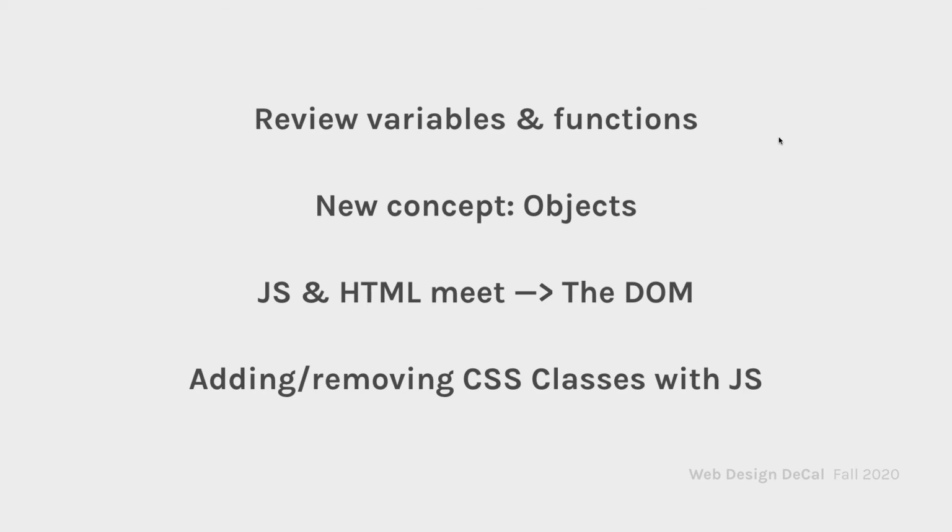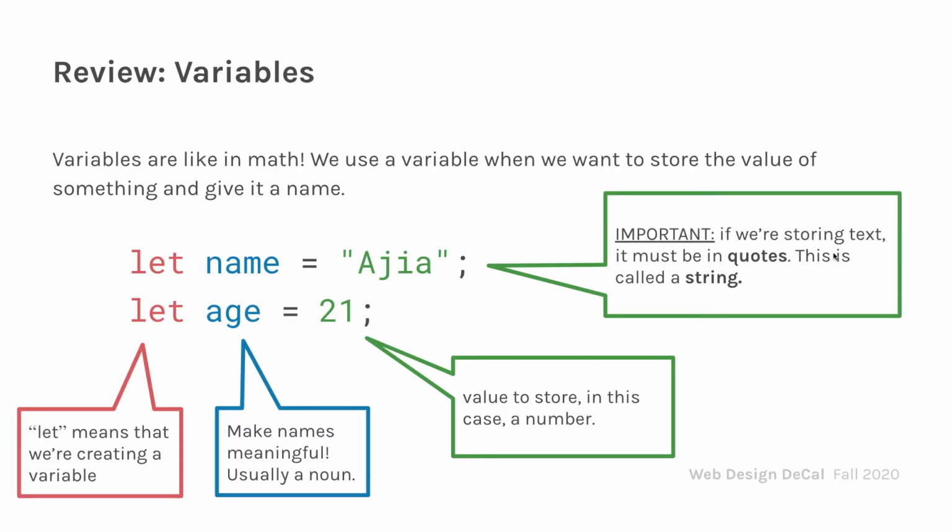So first things first, we're going to review some variables and functions that Nick went through last lecture. It's going to be pretty brief because I assume that you watched last week's lecture and you did the homework too. So just a reminder that variables are like variables in math. I'm sure you've taken math classes before, like X, Y, Z. They're the same thing, because when we use a variable, we want to store a value of something and give it a name. So in our case, we have two lines of JavaScript code.